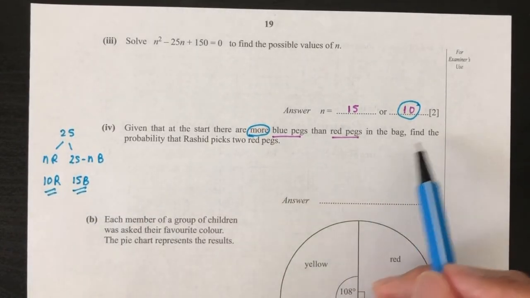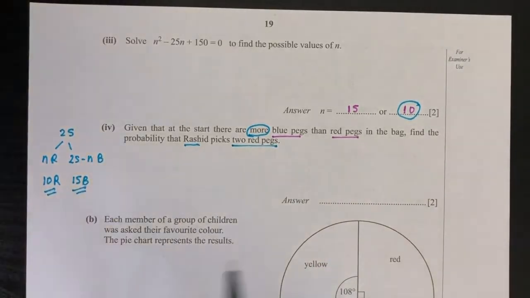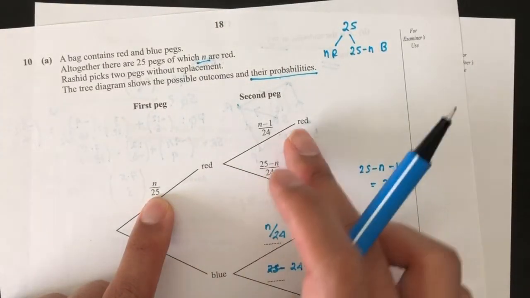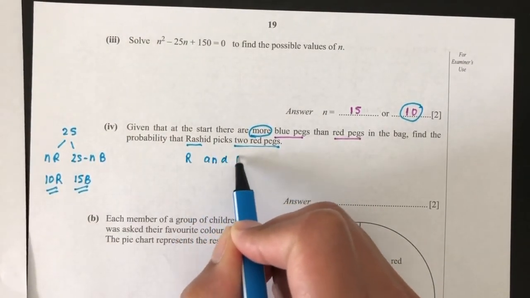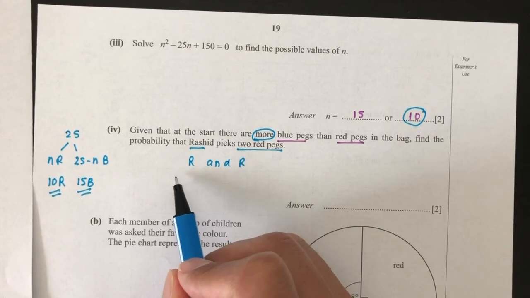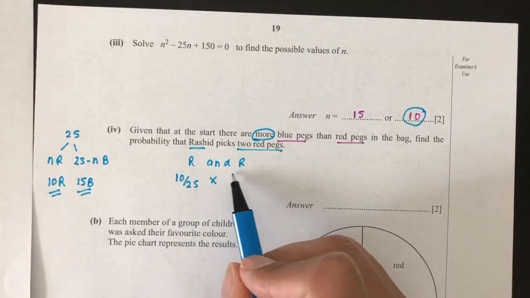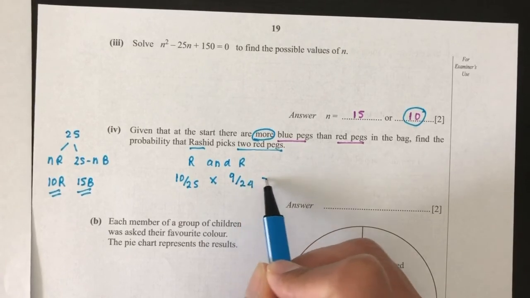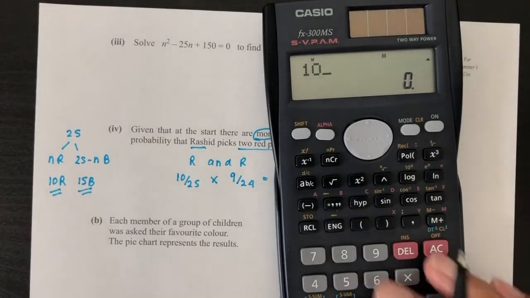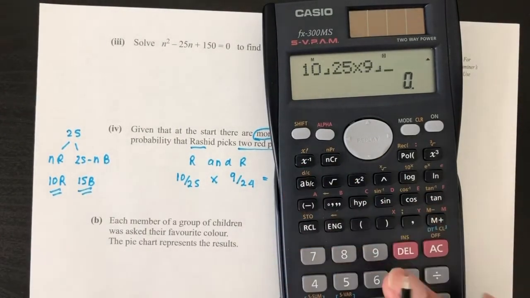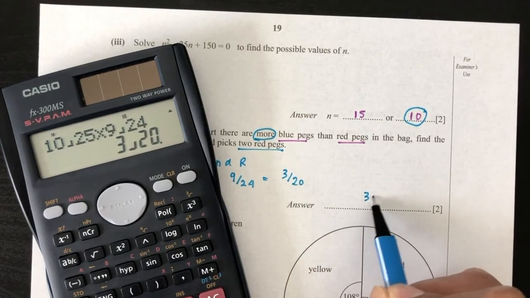Okay. Find the chance that Rashid picks 2 red pegs. So let's do that. 2 red pegs will be red and red. So red and red is n over 25, so 10 over 25 times n minus 1 over 24. That will be, let's find out, 9 over 24. That will be 3 over 20.